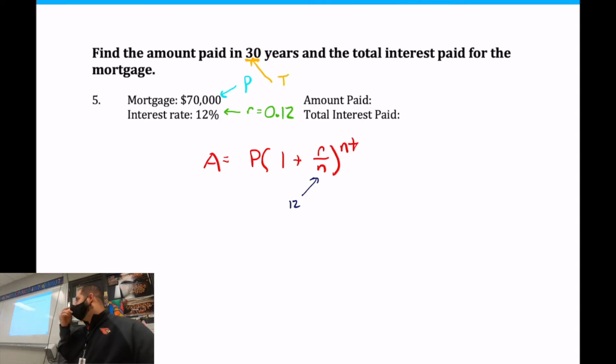That number could change on semester test day. I could make it a 25-year loan or a 20-year loan or a 15-year loan. So pay close attention to that number on the top. These are all the numbers I need, and I'm going to go plug them into my formula right now.